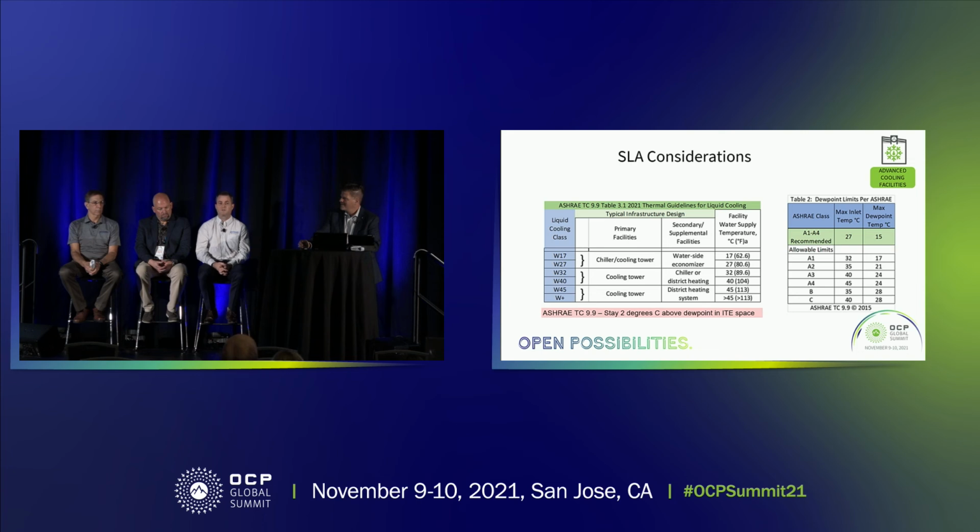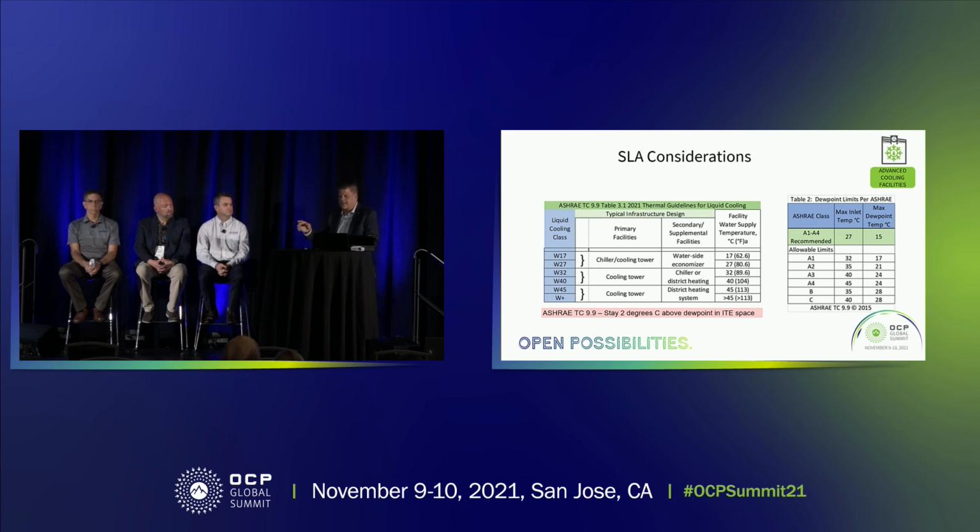So that has now been clarified, and it factors into the SLA conversation because as a facility engineer working with operators, we'll design a loop to supply W32 water, and if we're supplying W32 water and the ITE can't keep up, then we've actually still met our SLA requirement from the standpoint of providing a liquid solution that should work with that ITE. So there was a lot of discussions on SLA.